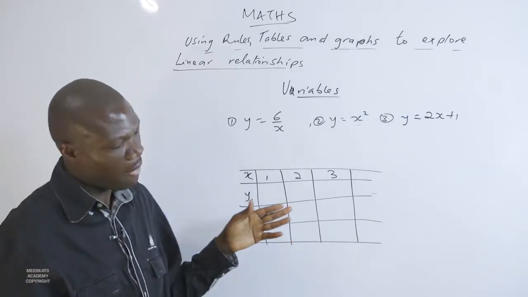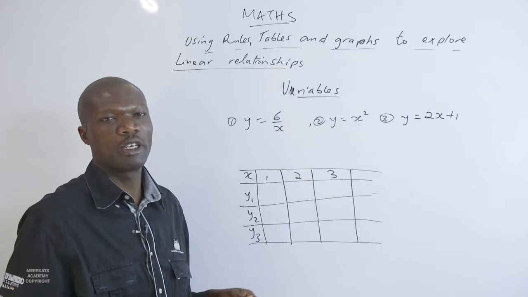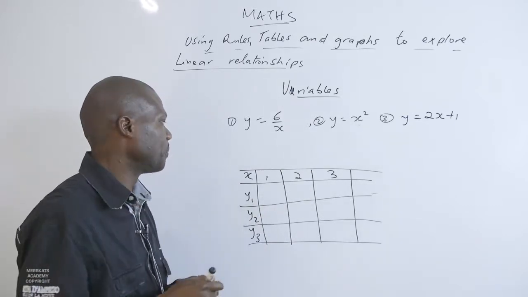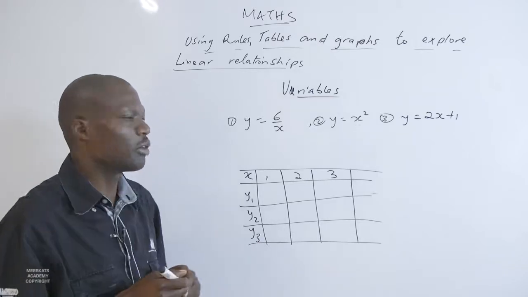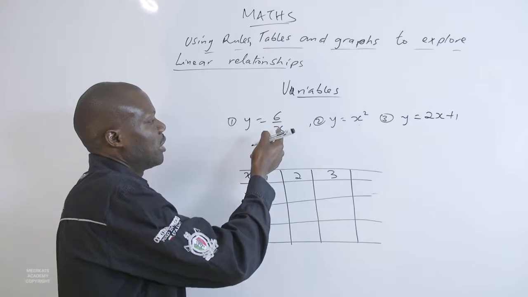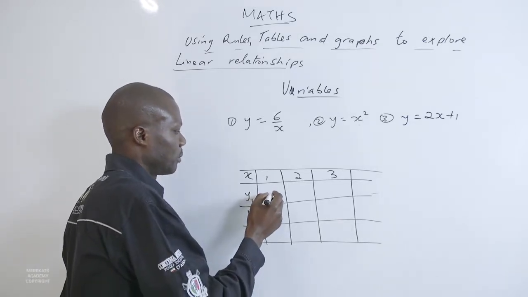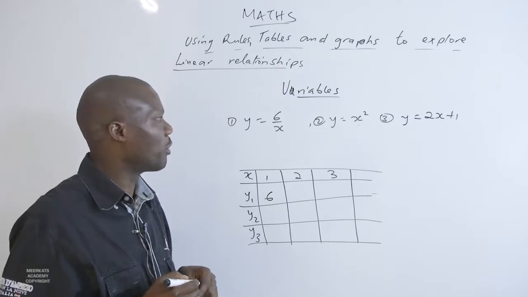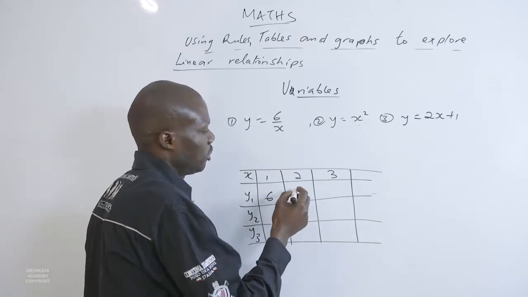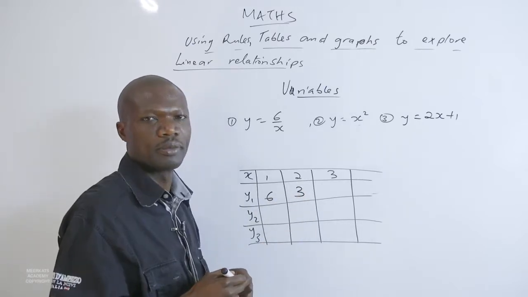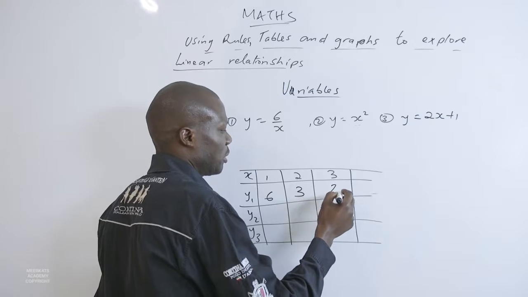We want to fill this table. Now this y1 is for the first equation, y2 is for the second equation, y3 is for the third equation. Given that values of x are as seen 1, 2, and 3, what would be the values of y1? y1 would be 6 over x, and x is 1, which is 6 over 1, which is 6. When x is 2, then y1 would be 6 over 2, which is 3. When x is 3, then y1 would be 6 over 3, which gives us 2.